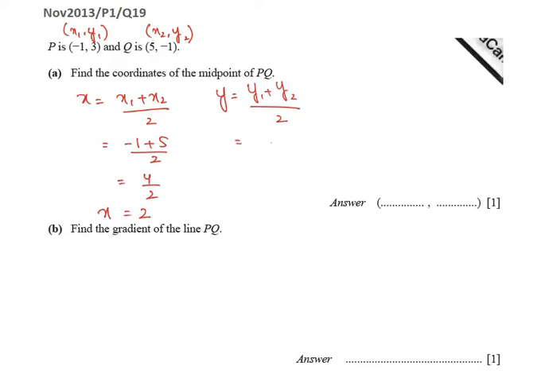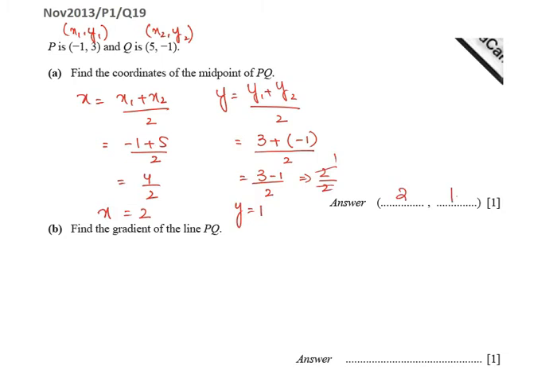Now to find the value of y, we will substitute the values of y. So it's (3 plus -1) upon 2. Now 3 minus 1, because plus minus is minus. So 3 minus 1 upon 2 will be 2 upon 2, and it is equal to 1. So the value of y is 1. So the midpoint coordinate is (2, 1).